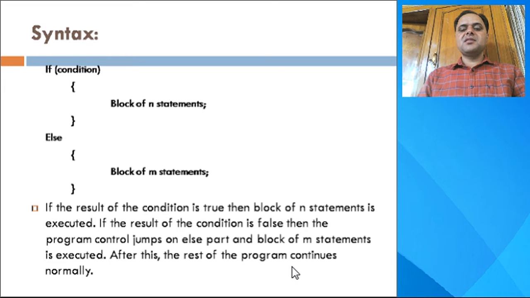After this, the rest of the program continues normally. If the condition is true, this block will be executed, and then control goes directly after this bracket. If the condition is false, then this block will be executed and the control goes after these braces.